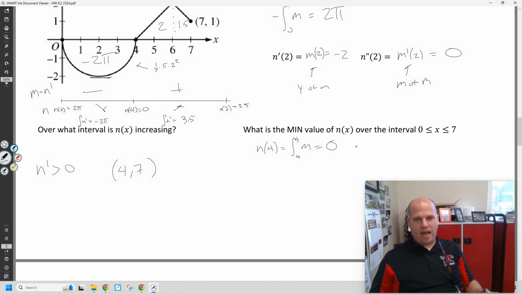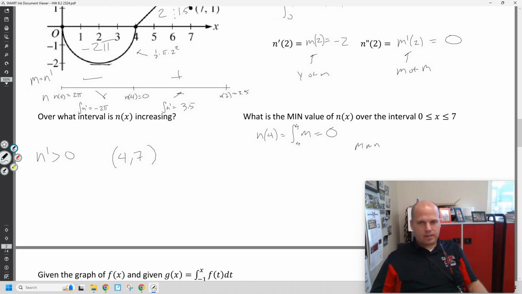And now, what is the min value? They're asking really for the y value. So just provide your x and your y value. I'm going to do both the min and the max. That's the min.